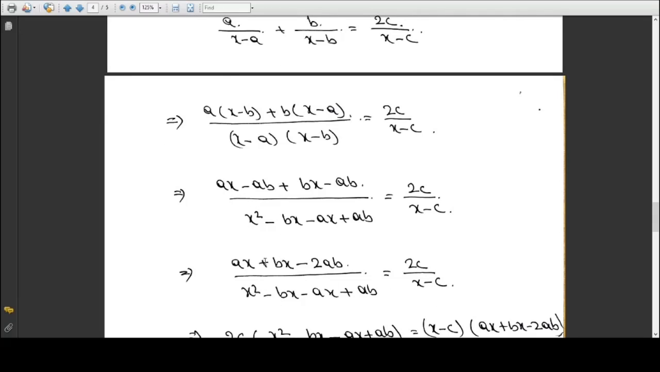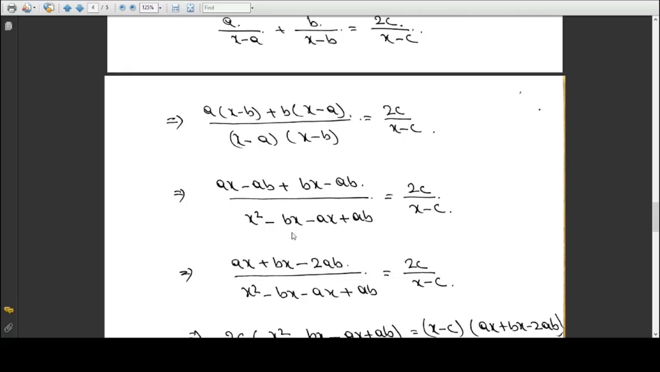Now look for similar terms. Here we see ax, bx. They are similar terms, but a and b you cannot add, that's why you have to write them separately. Then ab, they are similar. ab, both are minus and plus. 1ab plus 1ab gives you 2ab, the sign will be minus.